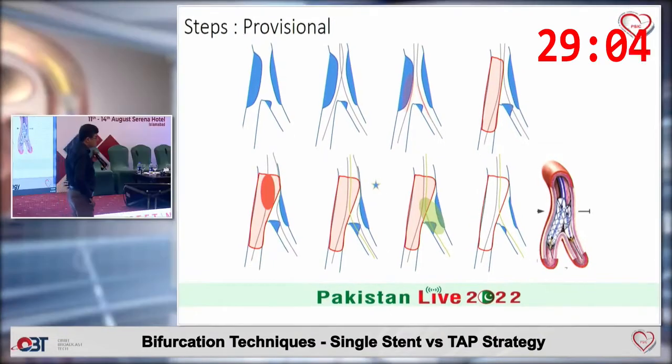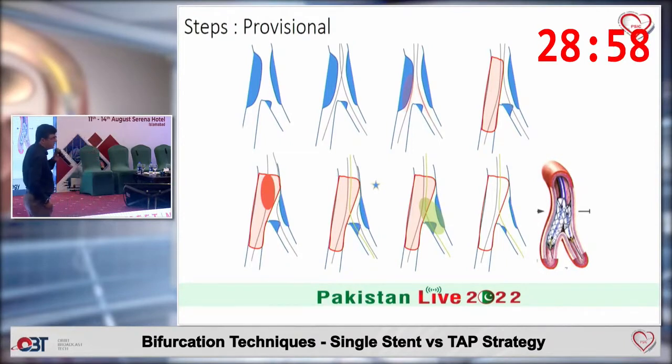No, I try to use the same run-through wire if I can get in. If I can't get in with that, then I'll probably get a Pilot 50. It always crosses. You have to make a double bend on that.